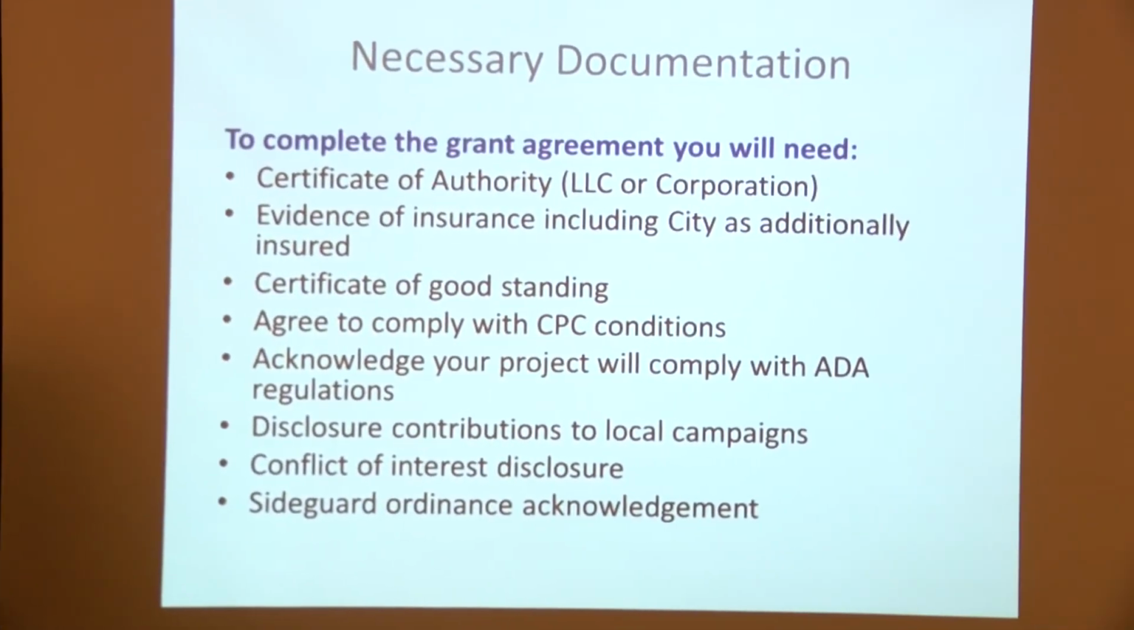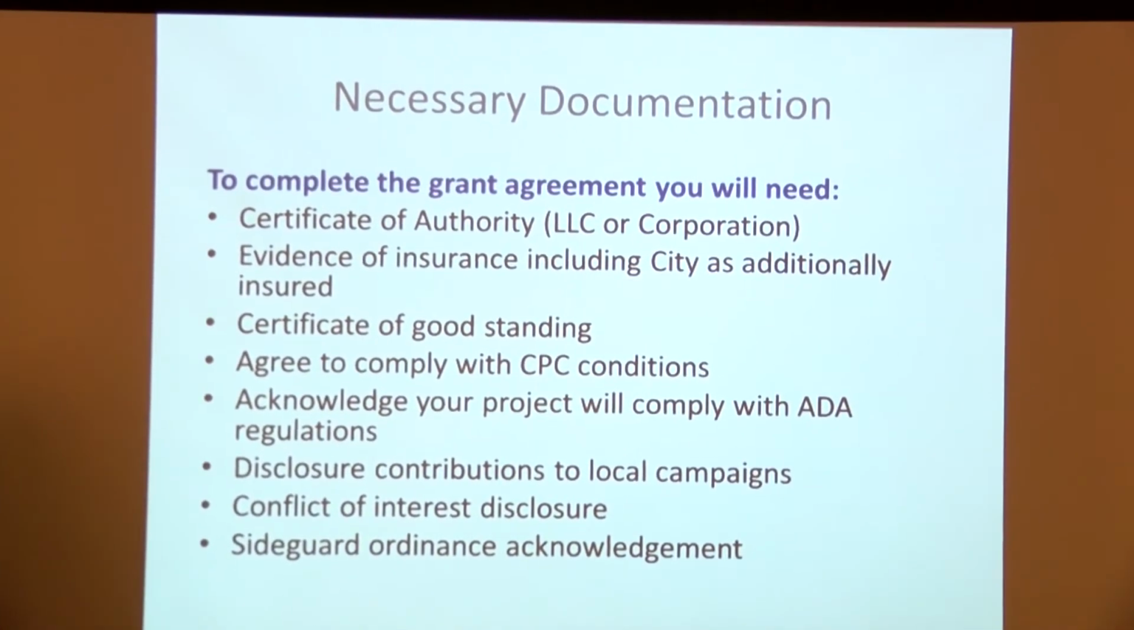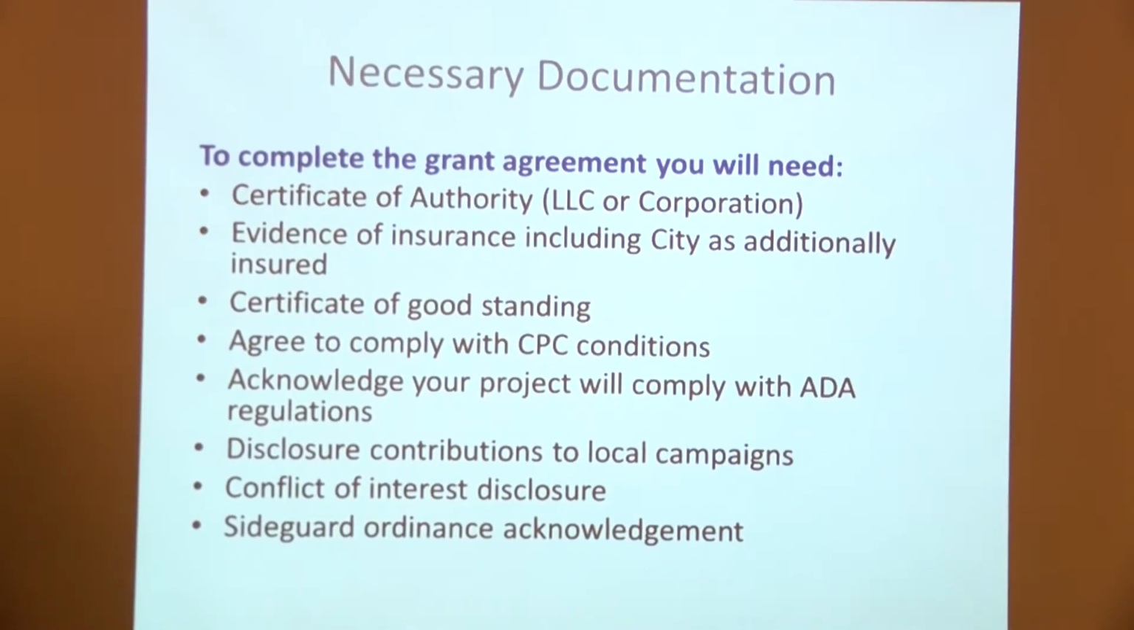So if you are successful in your application and the City Council approves the CPC's recommendation, the next step is to sign a grant agreement. There's a lot of documentation that goes into having these executed. So you'll need to have a certificate of authority. This is a paper that says, yes, this person signing this document has the authority to do so on behalf of the organization.